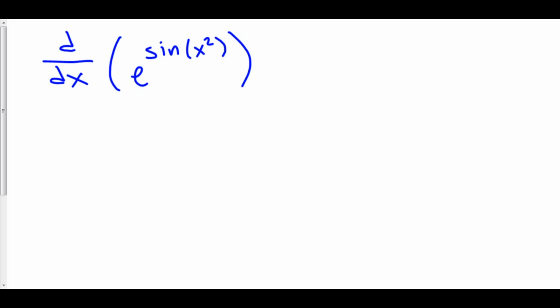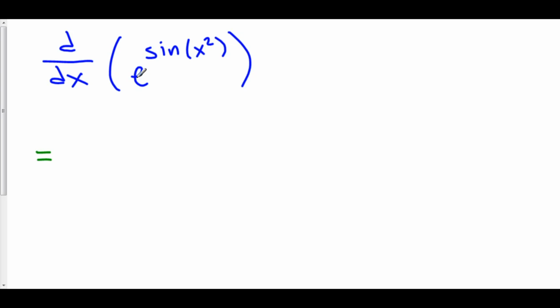What happens when there's multiple chain rule in your chain rule? So for example, here's the derivative of e to the sine of x squared. Well, this is e to the stuff, but in my stuff, there's even more stuff with the x squared. So, let's start working this out.